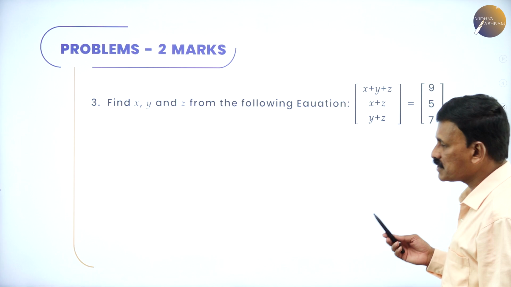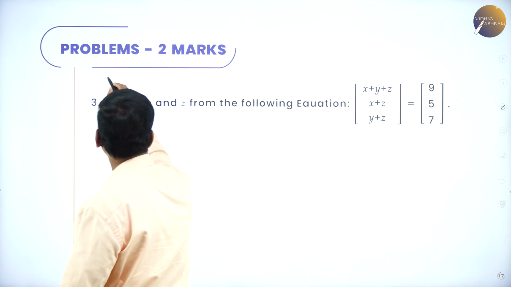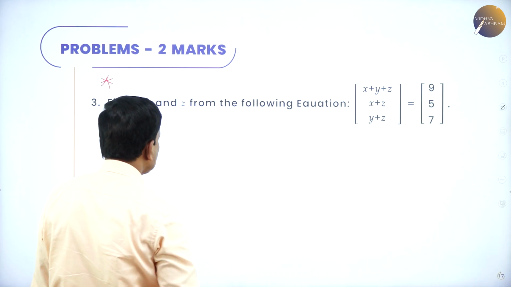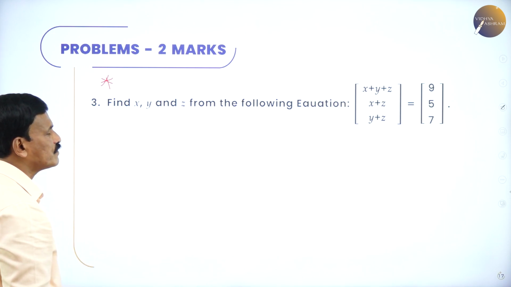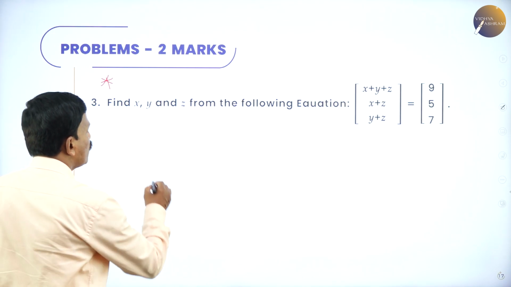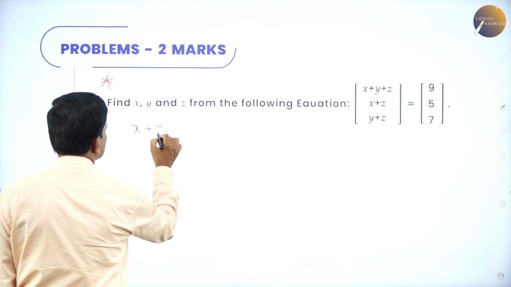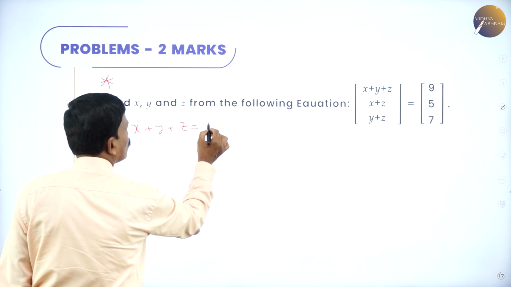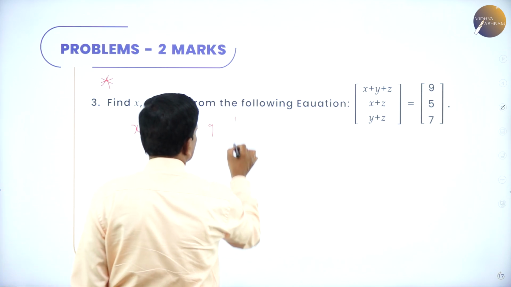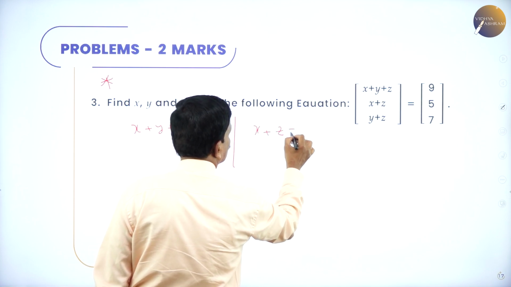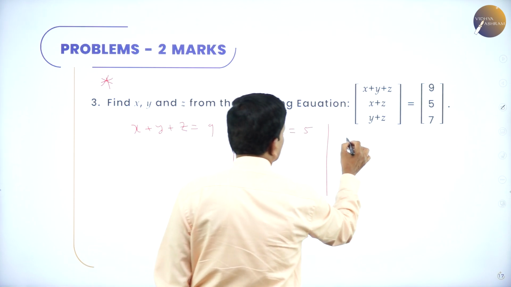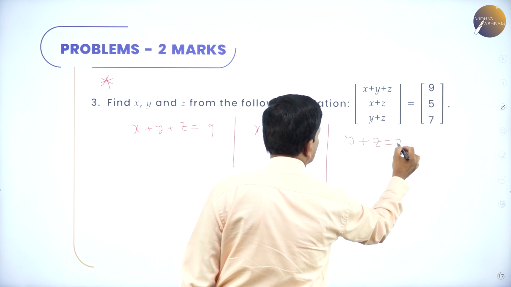Now this is also the same type of problem and a very important problem. Find the values of x, y and z from the equation. This is very simple. What is given, by equality of matrices? X plus y plus z is equal to 9. Second, x plus z is equal to 5. And the third equation, y plus z is equal to 7.